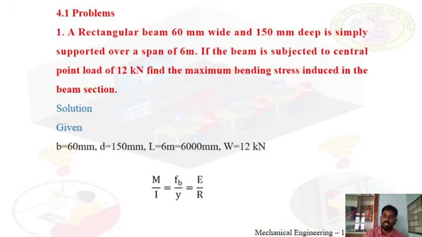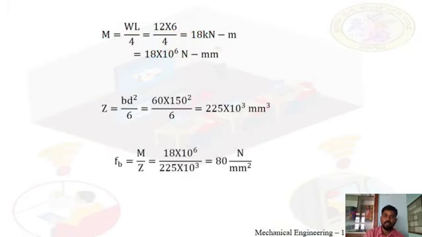I by Y is nothing but Z. So now FB is equal to M by Z. So M already calculated and Z also calculated. Substitute all the values to the formula. Finally the bending stress FB is equal to 80 Newton per mm square. The answer is 80 Newton per mm square.